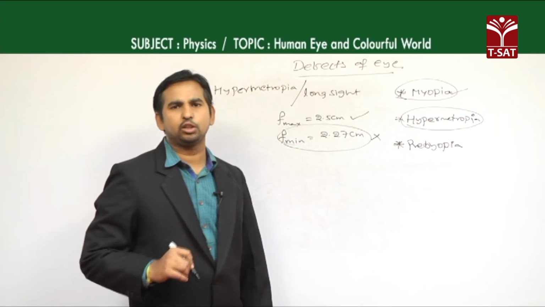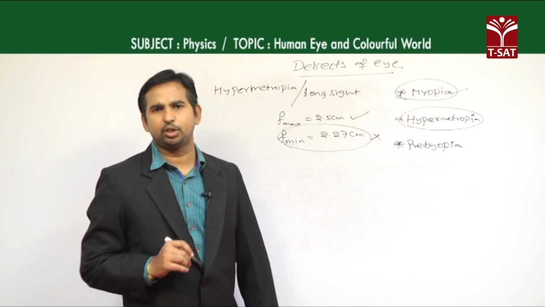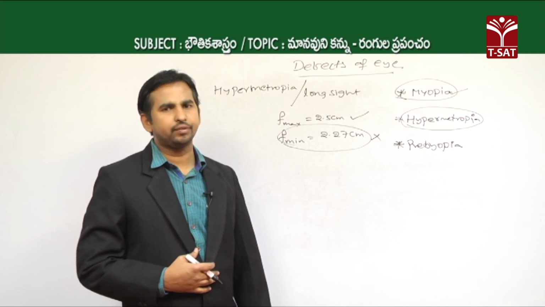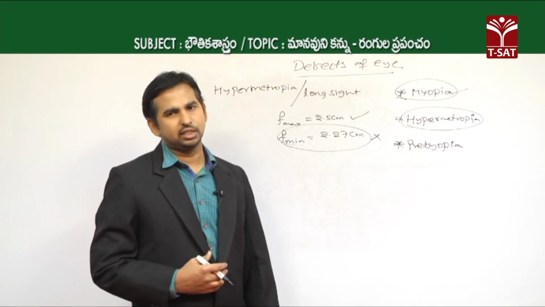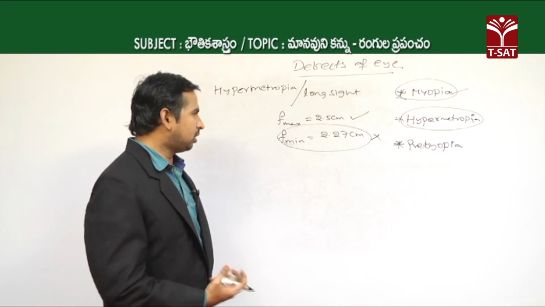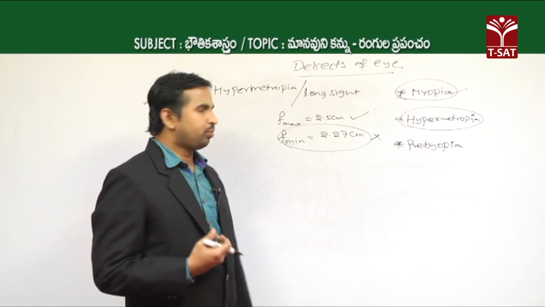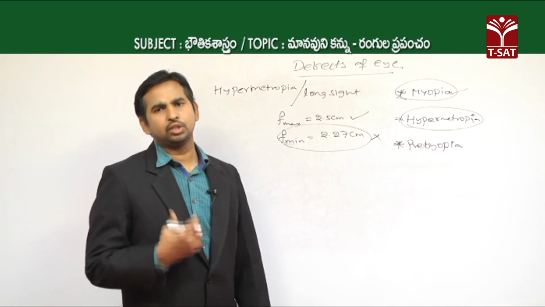So, that is why we are getting the problem of hypermetropia. This is the reason for getting the hypermetropia defect, which is long-sightedness. Now the question will come about how to manage or cure this hypermetropia.